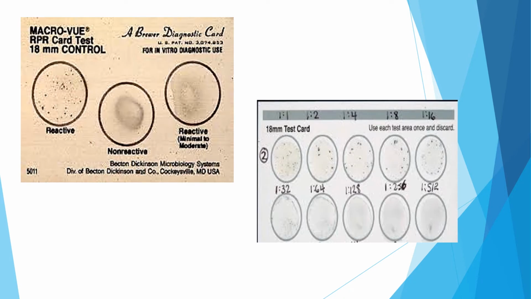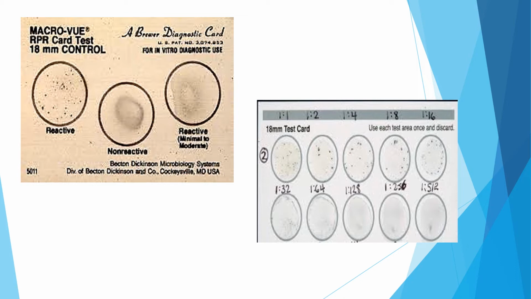So here we have an image of the RPR test. We have a control card on the left and then a patient dilution of their serum on the right. What we have here is antigen, which is charcoal attached to the antigen, plus patient serum. We mix the sample and we rotate it at 100 RPMs for 8 minutes, and we look for agglutinins. We report these results as either reactive, weak reactive, or non-reactive.